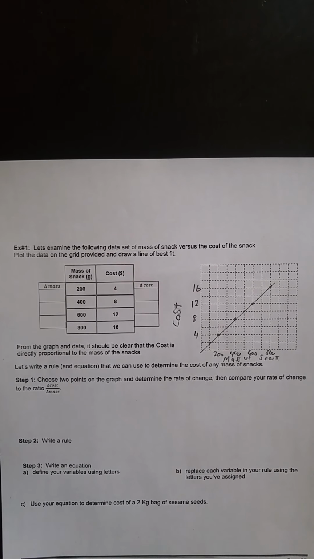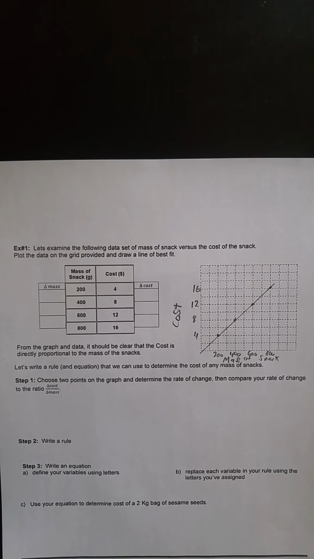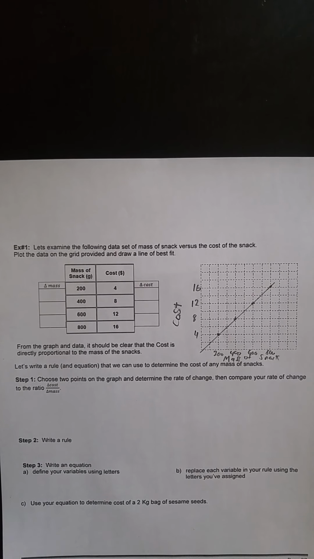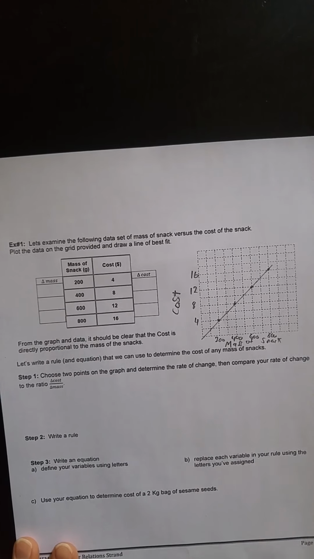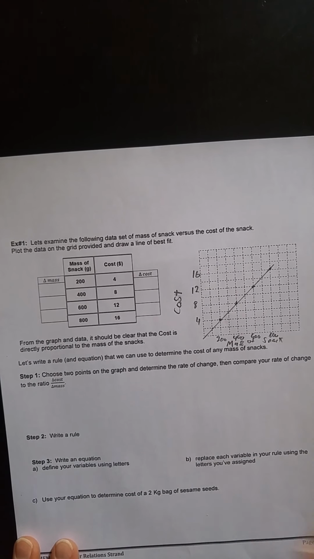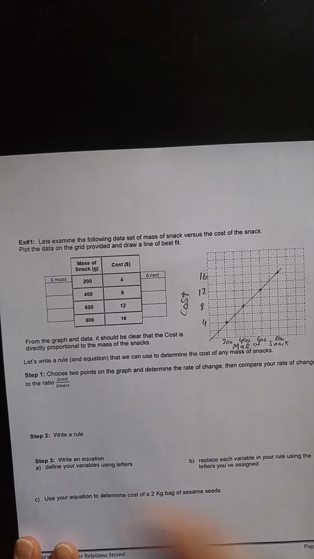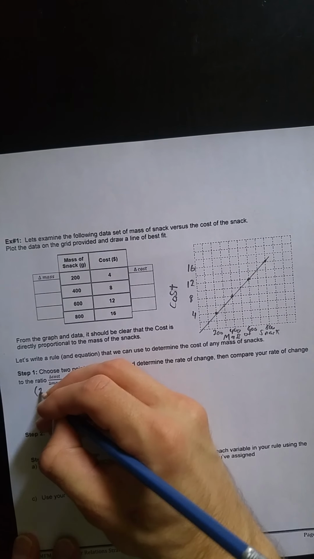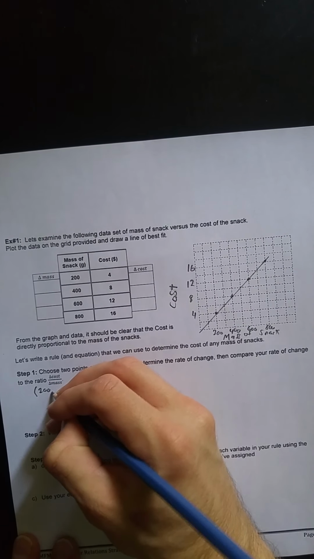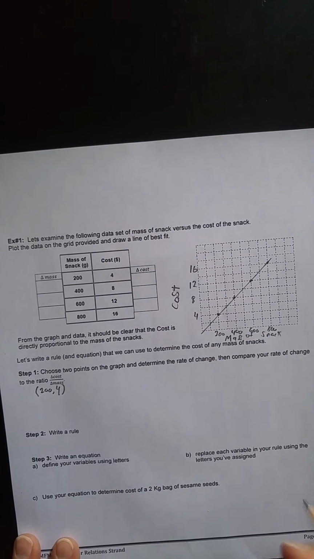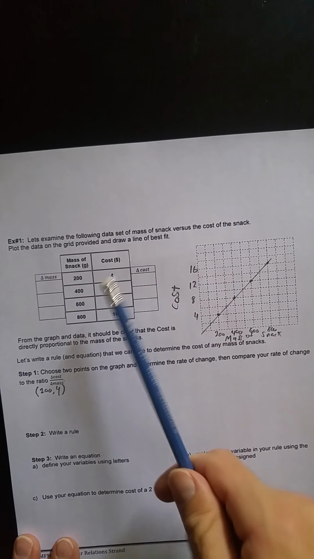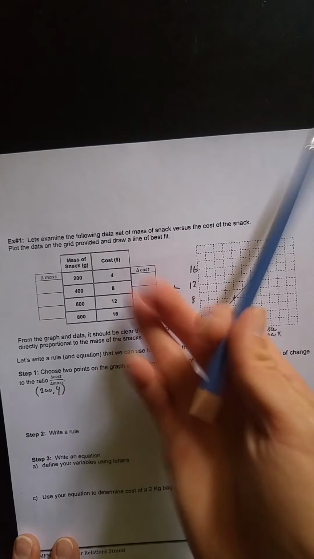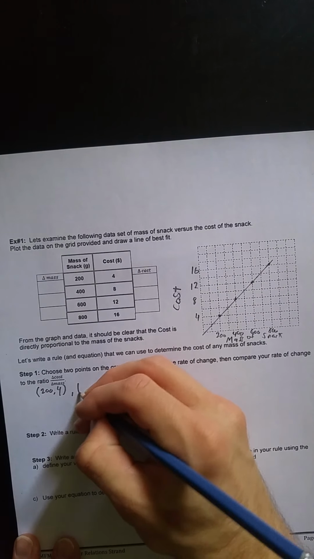Choose 2 points on the graph and determine the rate of change. Then compare your rate of change to the ratio change in cost divided by the change in mass. So we can just do the same thing we did last time. Let's see. We'll pick 2 points, 200, 4. You could pick really any 2 points, but I just chose the first 2. Usually you can pick the first and the last. You can pick the last 2. It doesn't matter.